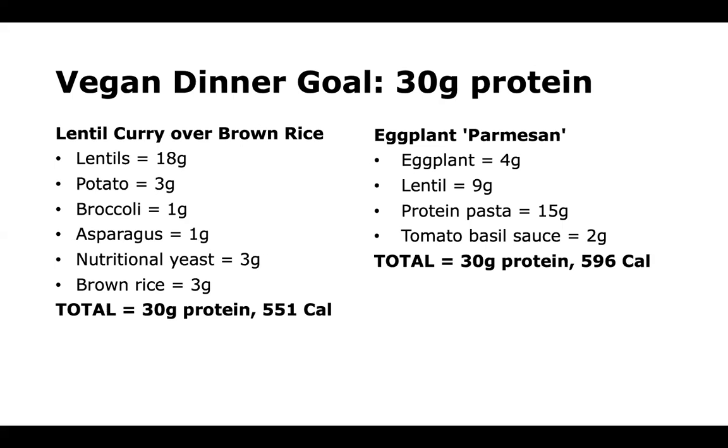And then we have eggplant parmesan. So an eggplant gives around 4 grams of protein, lentils, 9, protein pasta, giving us a whopping 15 grams, tomato basil sauce with 2 grams, totaling 30 grams of protein, 596 calories.